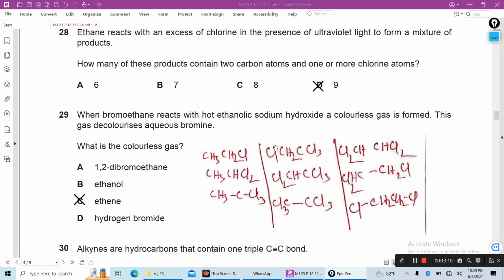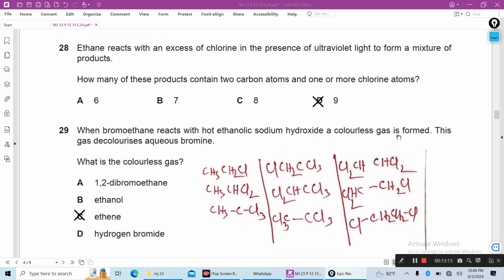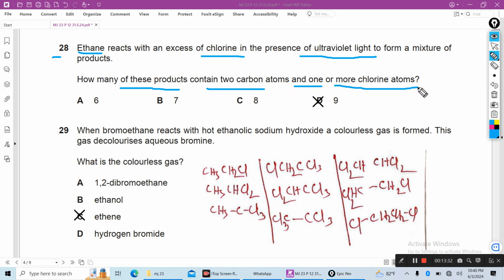Next, ethane reacts with an excess of chlorine in the presence of ultraviolet light to form a mixture of products. How many of these products contain two carbon atoms and one or more chlorine atoms? This answer will be D, 9. 9 products can form which contain two carbon atoms and one or more chlorine atoms.